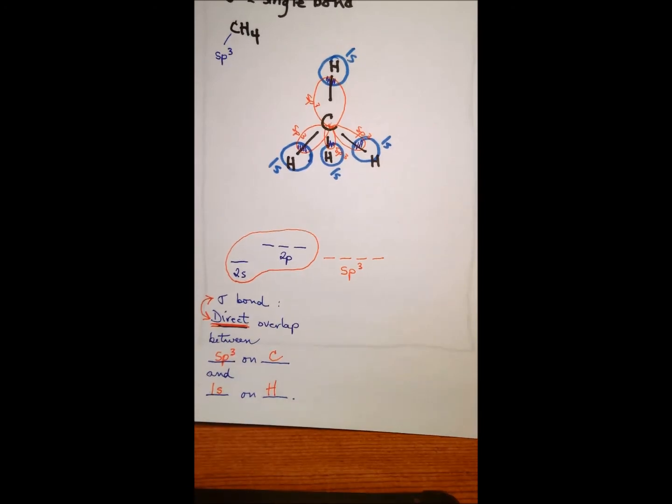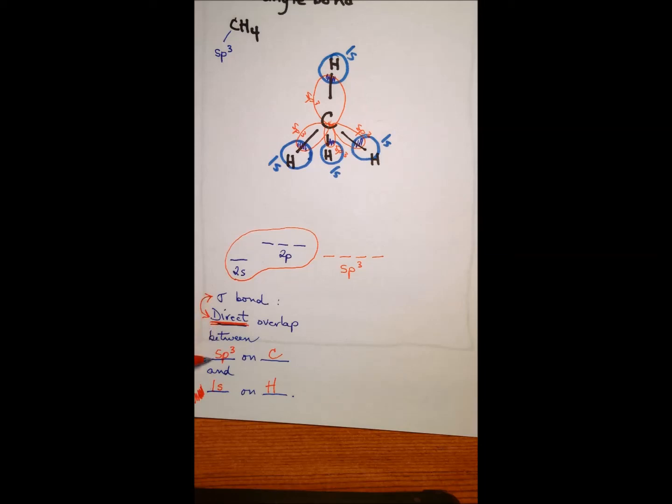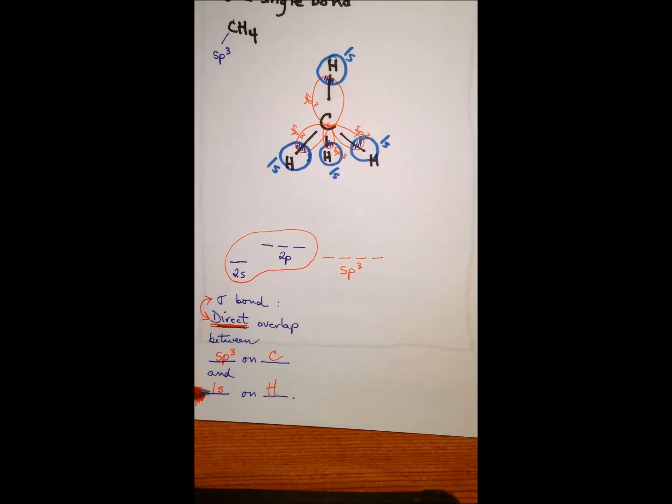Anytime you write out the description of a sigma bond, what is in pen is really your template, and you'll just be filling in the blanks. I didn't mean to mark that there. So in methane, each sigma bond is a direct overlap between an sp3 hybrid orbital on carbon and the 1s atomic orbital on hydrogen. Okay? Great.